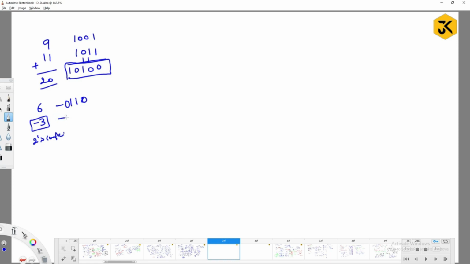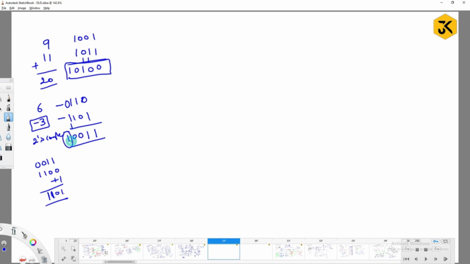Minus 3 in 2's complement is what? 0011 is 3. For this, inverting gives 1100, and if you add plus 1, this 2's complement is 1101. This is minus 8 plus 5, that is minus 3. Now adding 0110 and 1101: 0 plus 1 is 1, 1 plus 0 is 1, 1 and 1 is 10, 1 and 1 is 10, 1 and 1 is 10. So now here you got a carry.